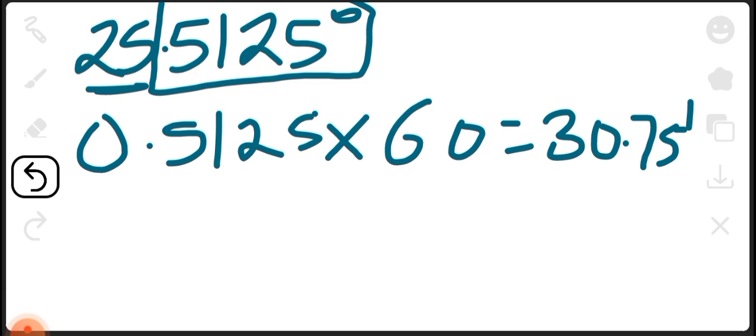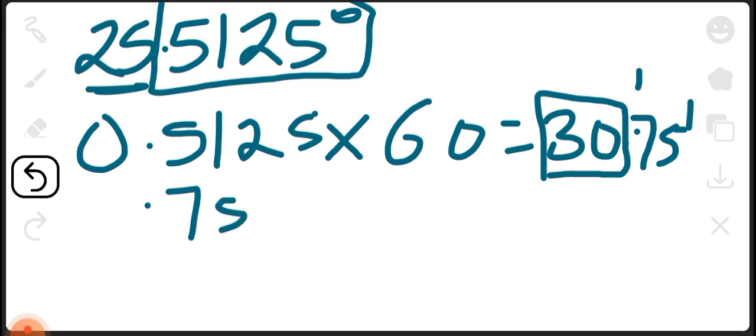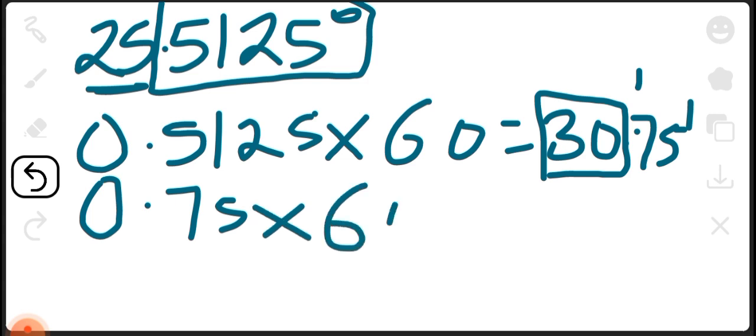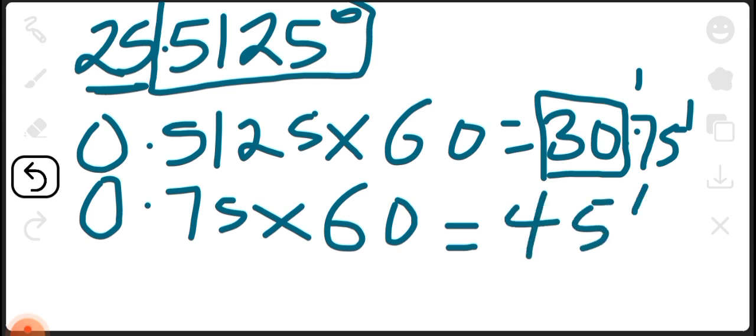So the next thing, we remove this whole number for the minutes. Then we write the other decimal, which is 0.75 that's left. That is the one we convert to seconds now. Remember, with the first two we did, it was 0.0. This one is 0.75, so multiply that 0.75 again by 60. Now we're going to have 45.